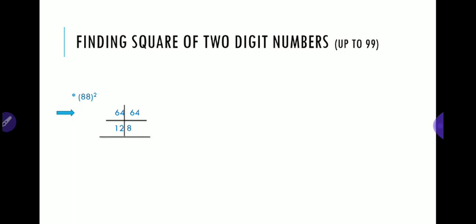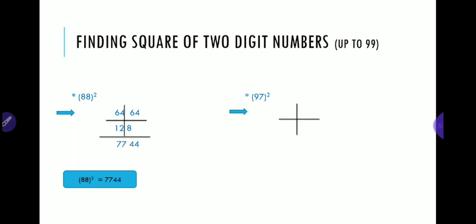So again next procedure is same as usual. Make the addition of all numbers. 4 plus 0 will be 4, 6 plus 8 is 14, 4 carry 1, 4 plus 2 plus 1 is 7, 6 plus 1 is 7. Therefore square of 88 will be 7744. Let's have one more example.